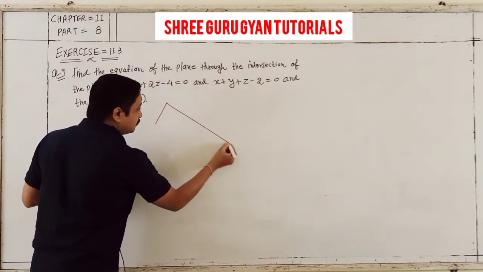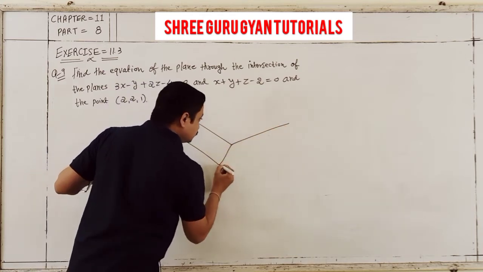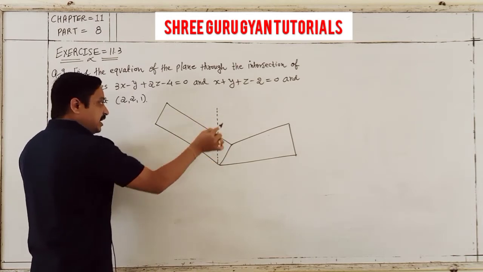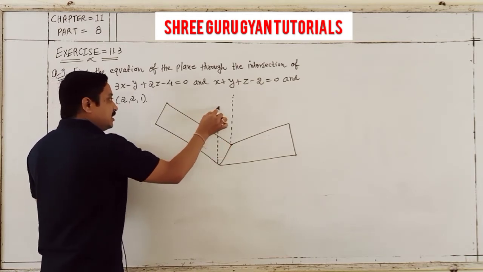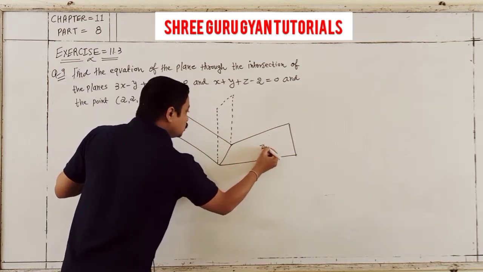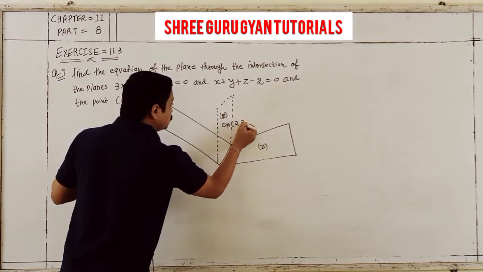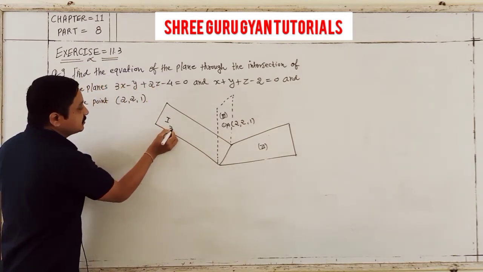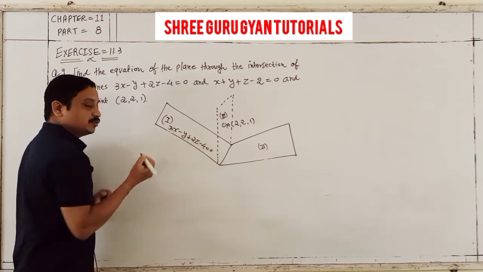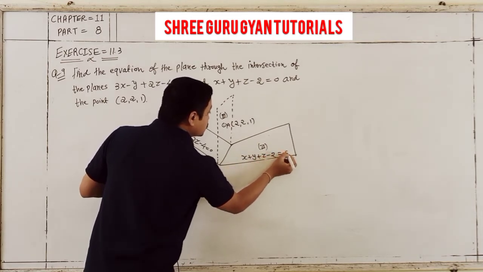That's your plane 1, and similarly that's your plane 2, and along their common line of intersection we have our third plane. We will derive that in the answer. That is plane 1, it is plane 2, and my answer, plane 3, passes through the point (2, 2, 1). My first plane is 3x minus y plus 2z minus 4 equals 0, and the second plane is x plus y plus z minus 2 equals 0.